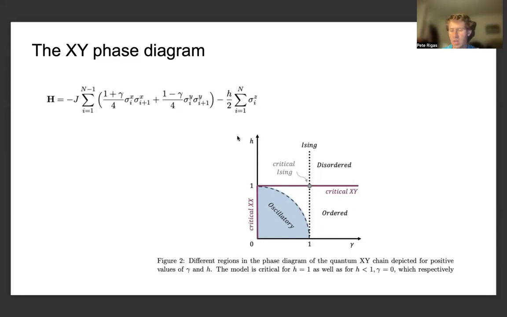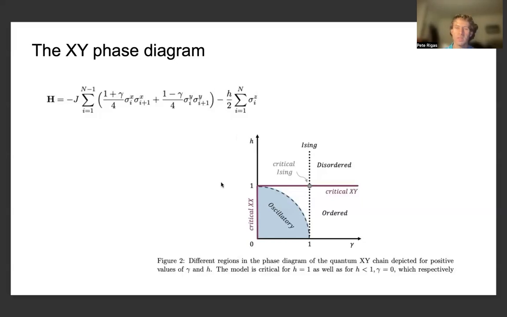of gamma by h. So gamma and h are two parameters which are appearing in the Hamiltonian. One of them is appearing as a prefactor for the sigma x term, and the other is appearing as a prefactor for the sigma y term, and the h term is appearing as a prefactor for the external field for the sigma z terms.